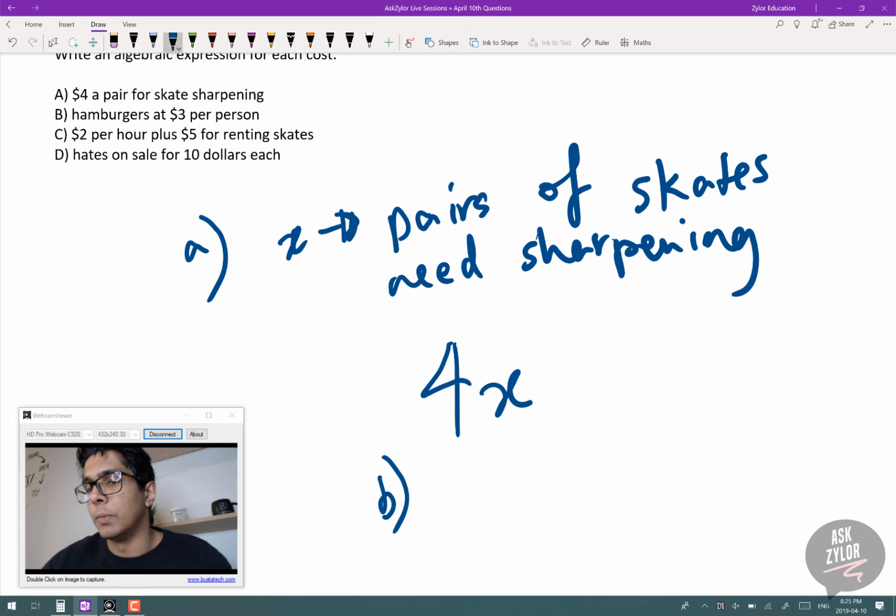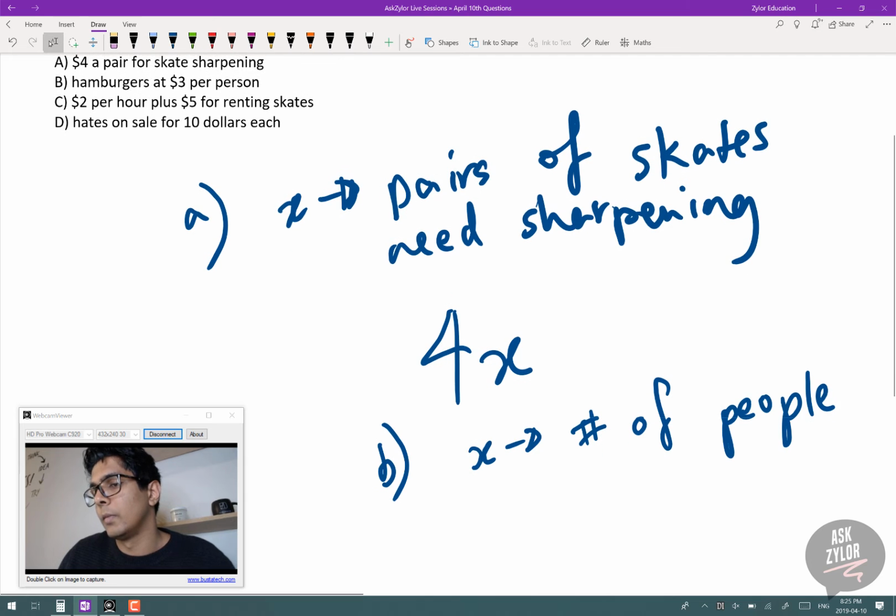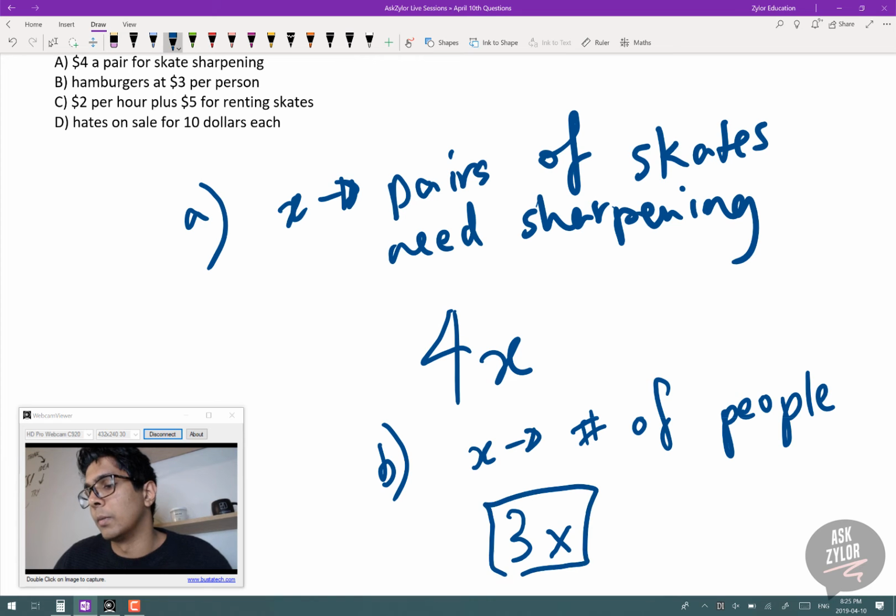Part B is asking about hamburgers at $3 per person. So I'm going to say x in this case is the number of people. If it's $3 per person, the total cost is going to be 3x. This is telling me that for every person I charge $3. So in total, my expression is just 3x.